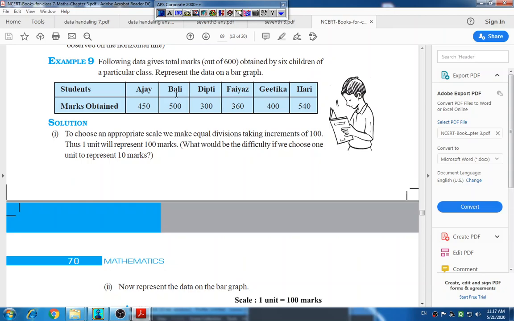Dipti got 300 out of 600. Fayaz got 360 out of 600. Gitika got 400 out of 600 and Hari got 450 out of 600. Now we have to choose an appropriate scale. We make equal divisions taking increments of hundreds because the lowest value is 300 and the highest value is 500, and near 500 we can easily find out 600. Thus 1 unit will represent 100 marks. Okay, now we have to represent the bar graph.